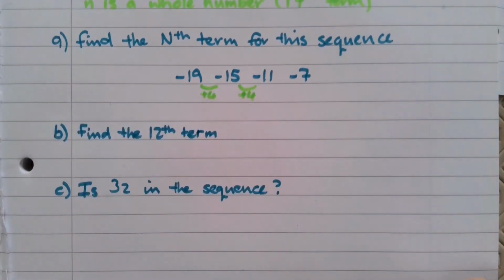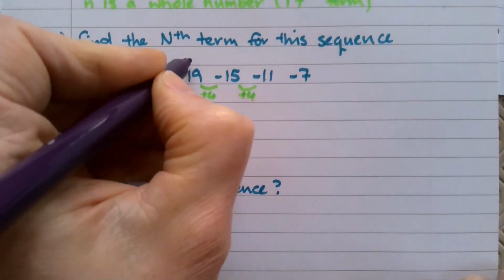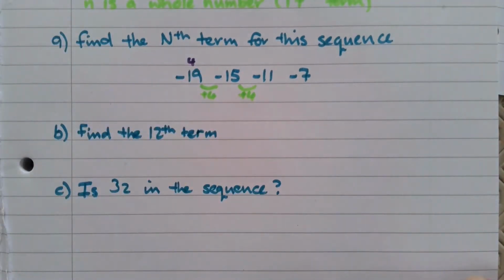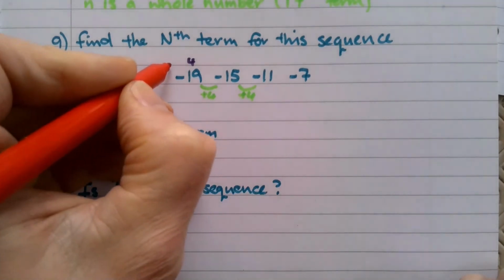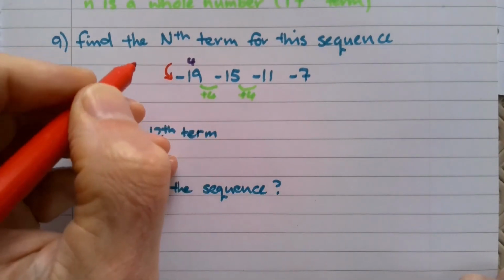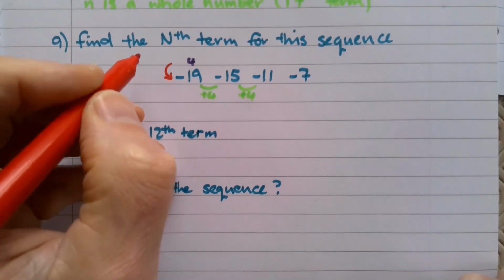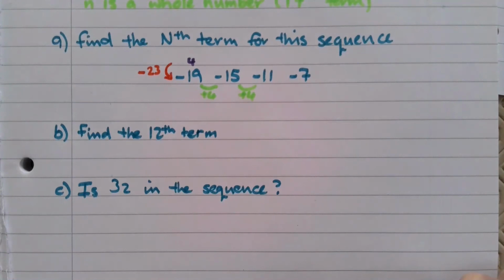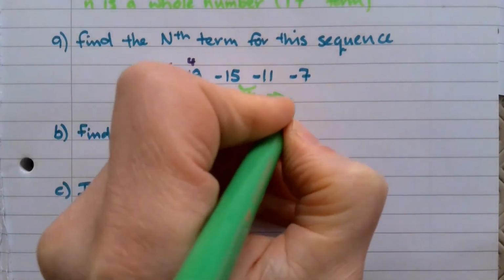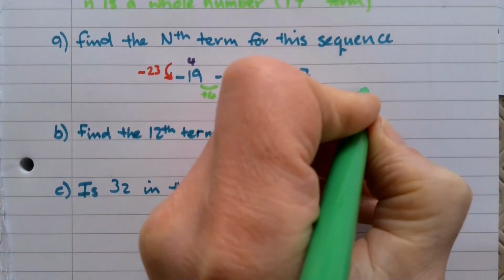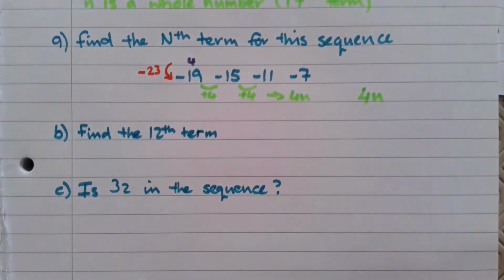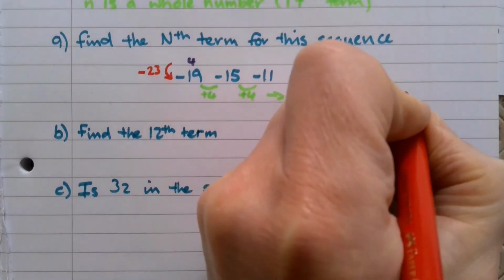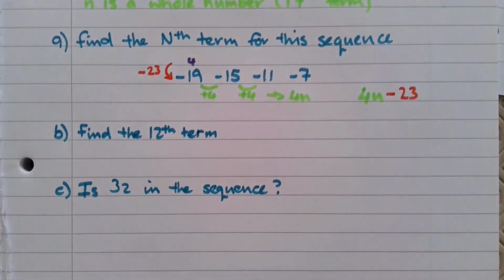So what's the first number in our 4 times table? It's 4. So how are we getting from 4 to negative 19? We're having to take away 23 each time. So what's our rule? Well, that's going to give me 4n. So my overall rule is 4n, and I'm going to take away 23. So that allows me to find any old number in the sequence now.